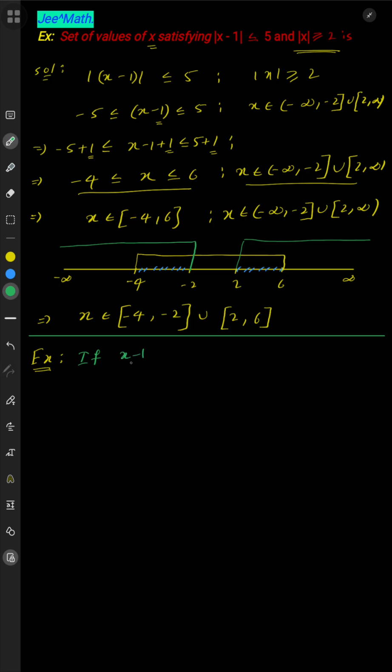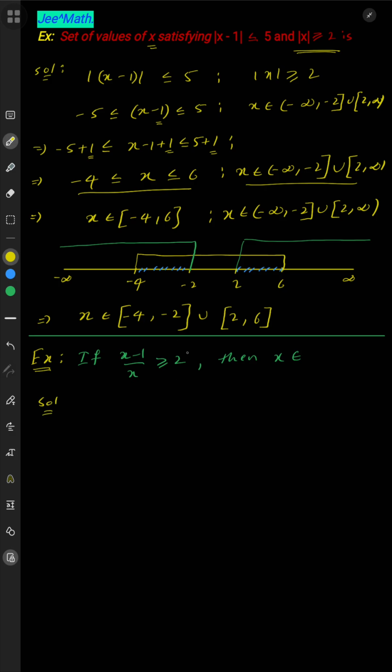x minus 1 by x greater than or equal to 2. Okay, then x belongs to what? Then you need to get the interval for x. Now see the solution for this.